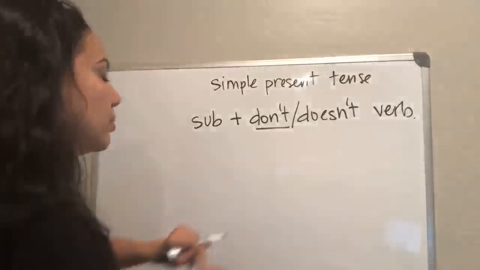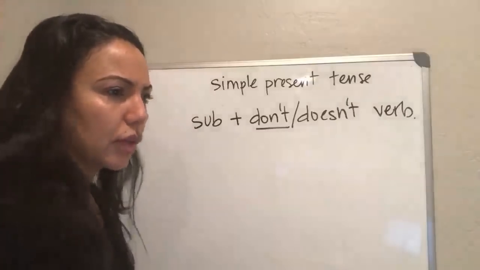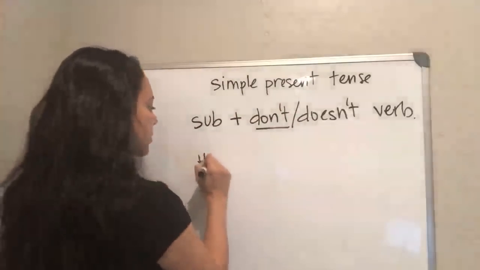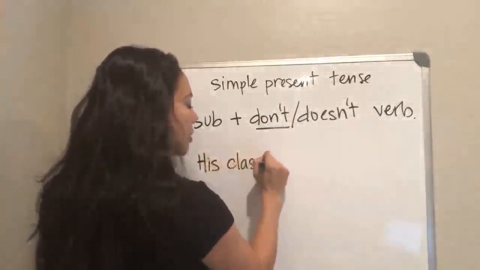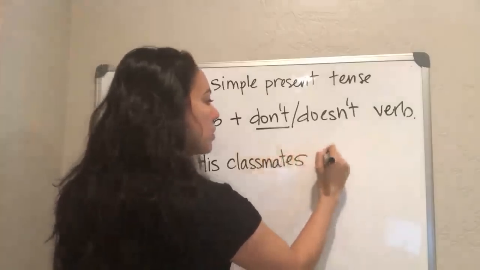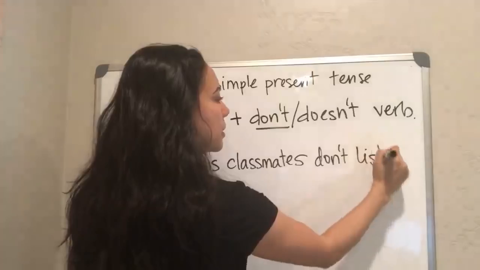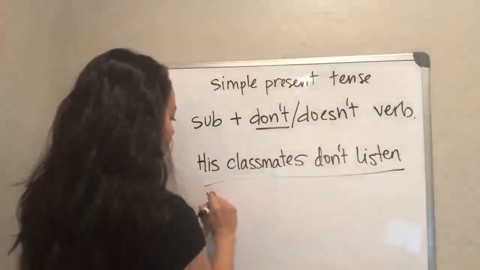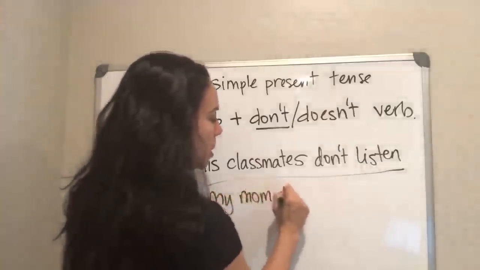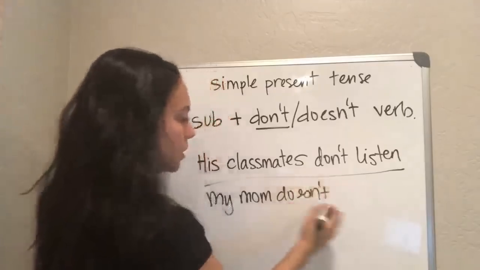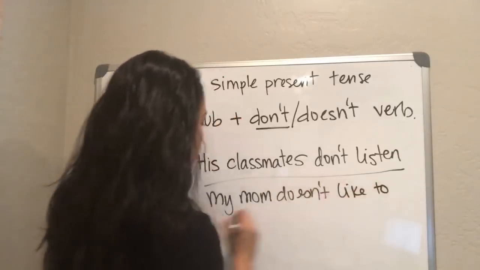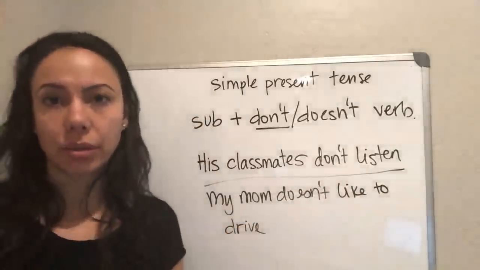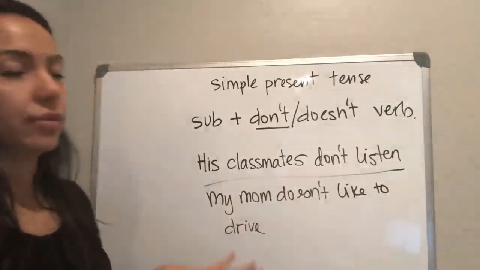So with this, we'll go with, let's see. Don't listen. All right? Classmates, don't listen. My mom doesn't like to drive. Okay, my mom doesn't. So we're not gonna say my mom don't. My mom don't like to drive.